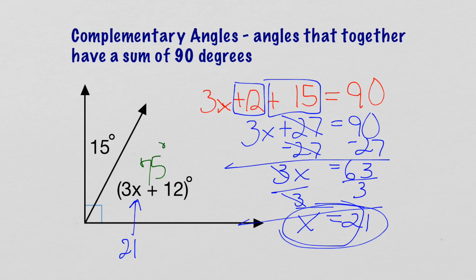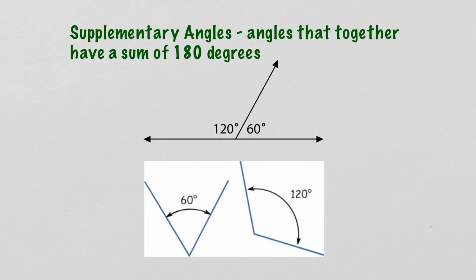We'll go to the last one we need to talk about, supplementary. Very, very similar to complementary, except supplementary angles are angles that together have a sum of 180 degrees. These are very easy to confuse. Very often people confuse complementary and supplementary, but complementary equal 90, supplementary equal 180. That is really the only difference here.